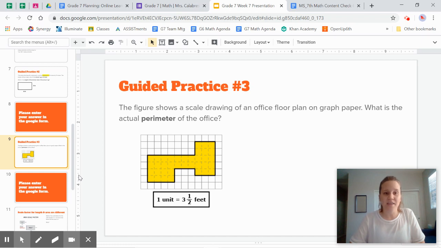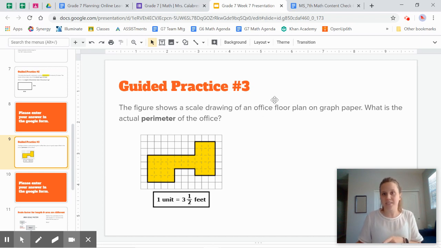Follow along. The figure shows a scale drawing of an office floor plan on graph paper. Have you ever seen a floor plan before? A floor plan is like if you were looking down on a picture of, in this case, an office. These dark lines here would be the walls. So the office is this shape, you're looking down on it like from the ceiling. And every box is 1 unit in this picture, okay? It says, what is the actual perimeter of the office?